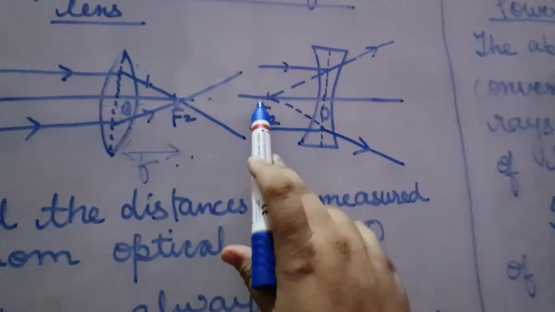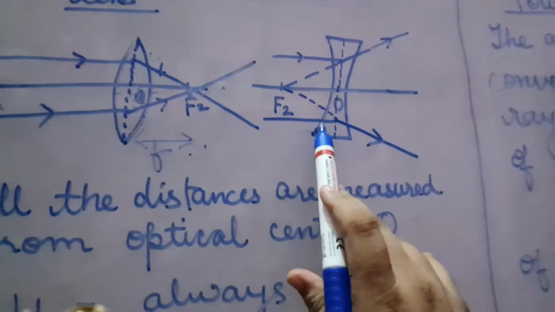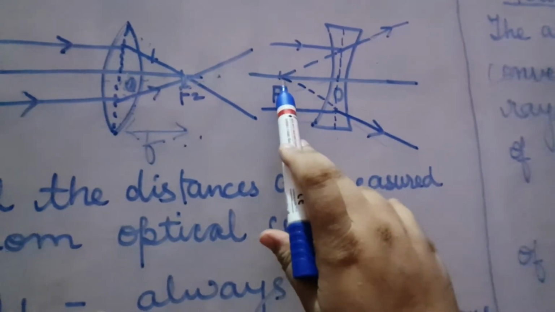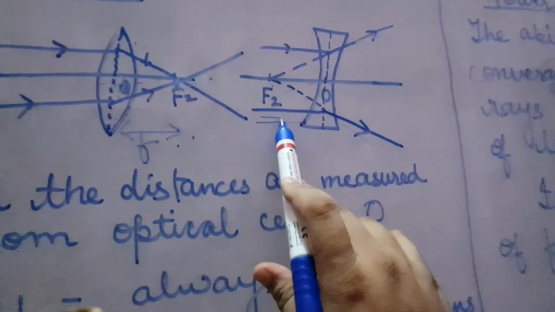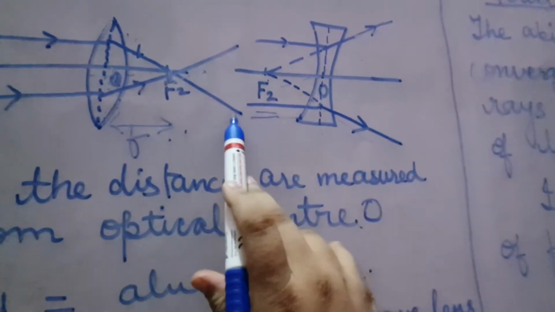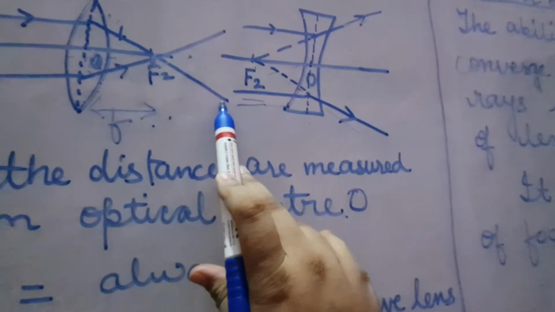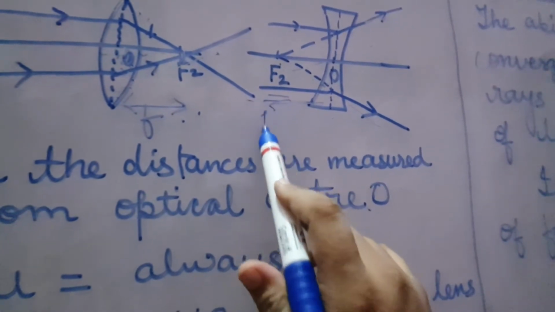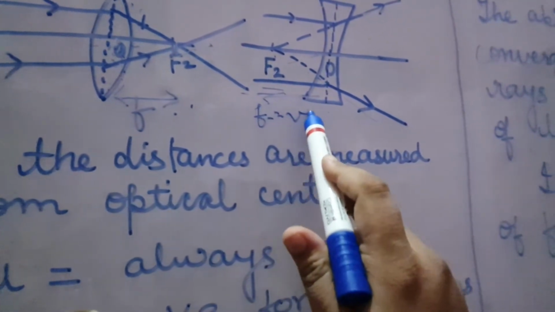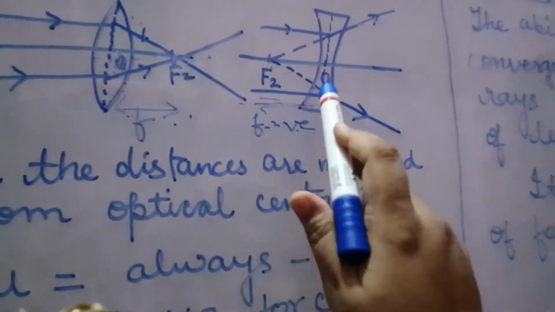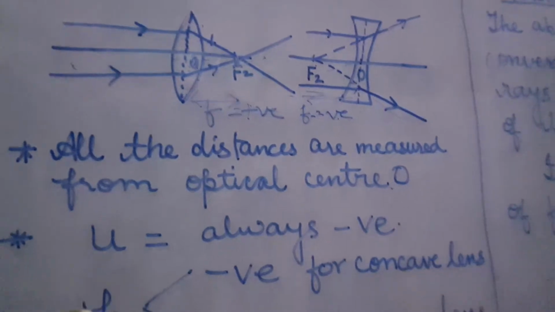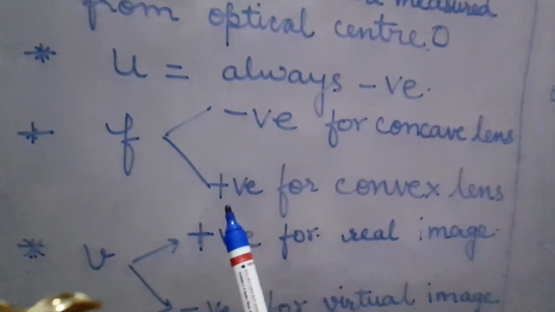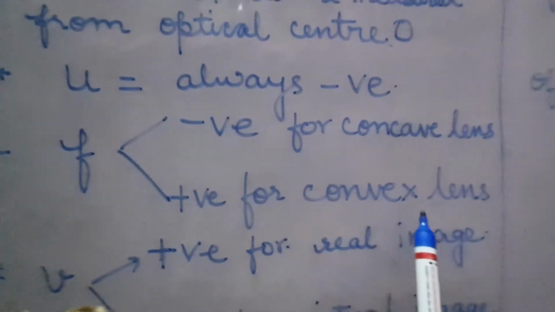And here the rays coming parallel to the principal axis, after refraction they will diverge, but they appear to meet here, at the principal focus, second principal focus F2. Here F2 is in the left side of optical center. That's why here the focal length will be negative. So focal length will be negative for concave lens and focal length will be positive for convex lens. So F will be negative for concave and positive for convex.